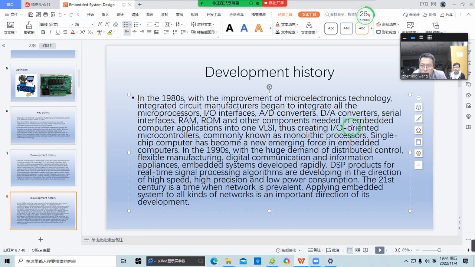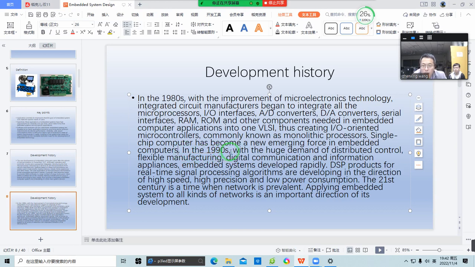Then came the I/O-oriented microcontroller. It is commonly known as a monolithic processor because its function is very simple. Sometimes it is also called a single-chip computer. This was very popular in the 1980s and 1990s. In that time, the Z80 was very popular.